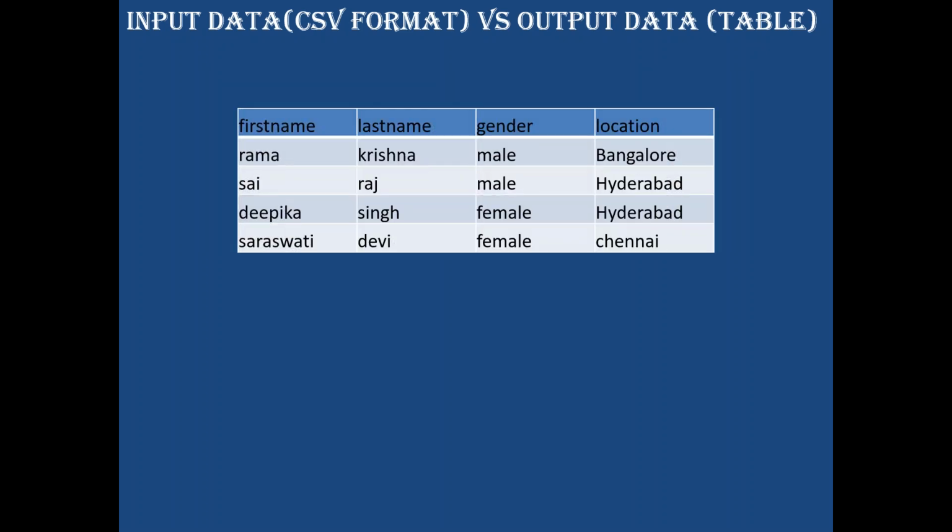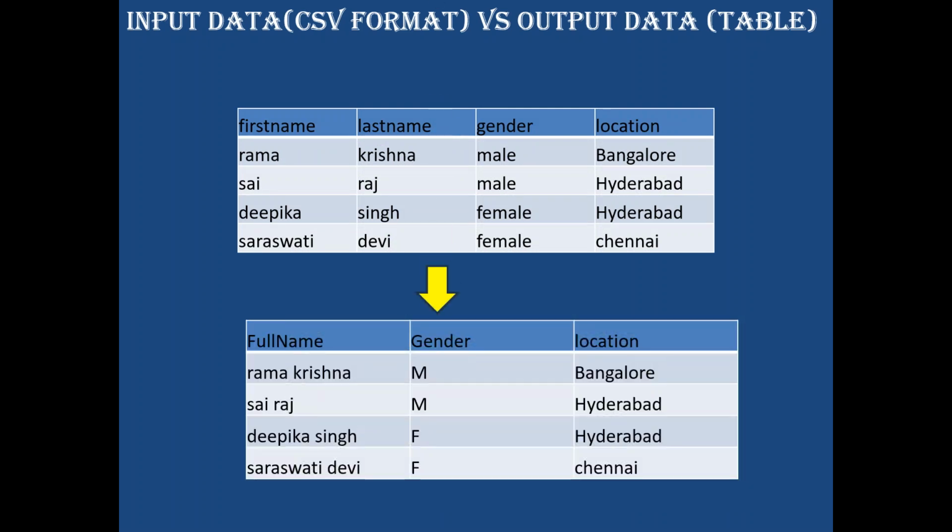This is my input data, which is in a CSV file. Now I want to convert this data into this. Look at the full name, which is formed by the combination of first name and last name: Rama Krishna became Ramakrishna, Sai Raj became Sai Raj, Deepika Singh became Deepika Singh, and Saraswati Devi became Saraswati space Devi. Wherever we have male, it became M, and wherever we have female, it becomes F. The locations I am keeping as they are. So this is the exact requirement. The source is a CSV file and the target is a database table. How can we achieve this? Let's quickly see.